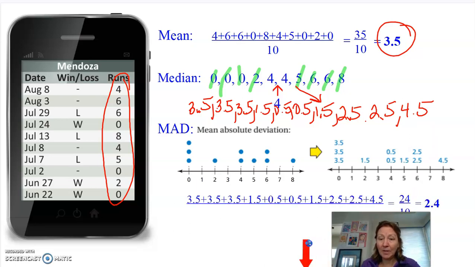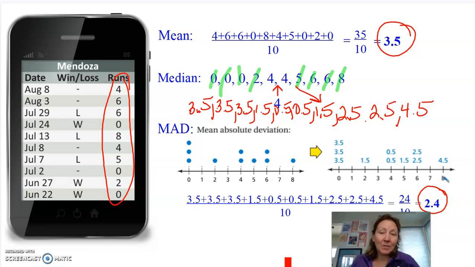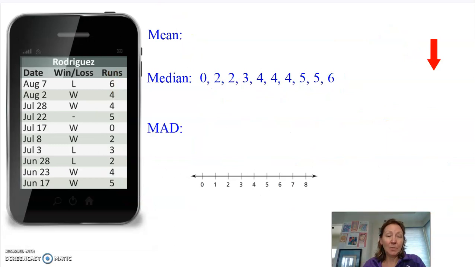That's what it looks like in a dot plot. When you add up those, you get 24, and when you divide by 10, you get 2.4. So the mean for Mendoza is 2.4. Now remember what we learned last week was the lower the MAD, the more consistent. So let's see how they're doing with runs scored against them. 2.5 for Mendoza. Okay, now we're going to compare the data for Rodriguez.